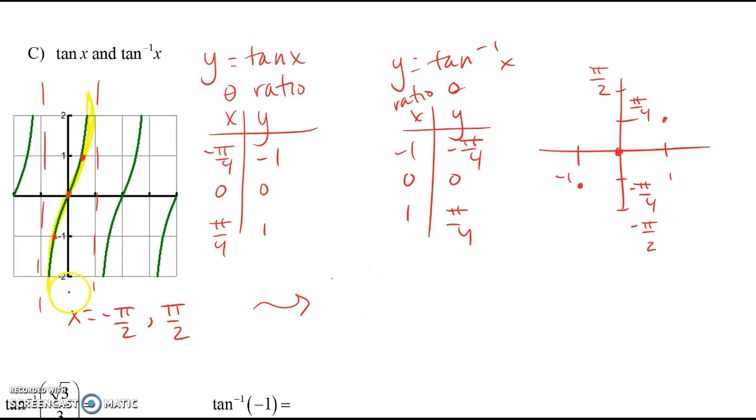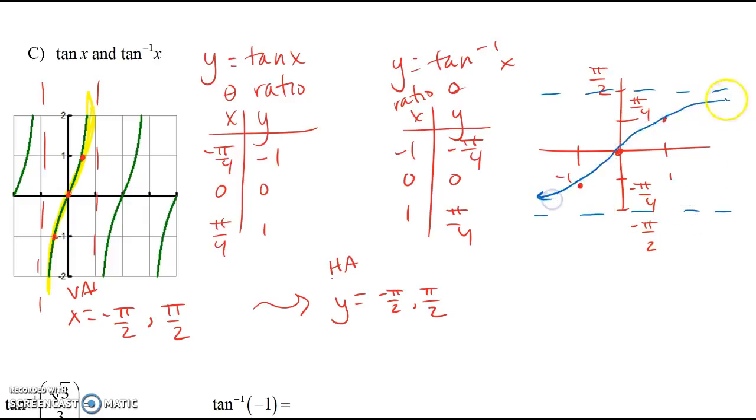So when we switch that into the inverse, recall that all x and y values switch. So now, instead of having a vertical asymptote, we have a horizontal asymptote at y equals negative pi halves and y equals positive pi halves. So our graph is going to end up looking like this. We have our asymptotes here, and then we will graph our little squiggle just like that.